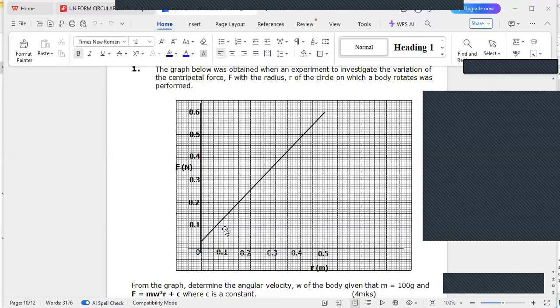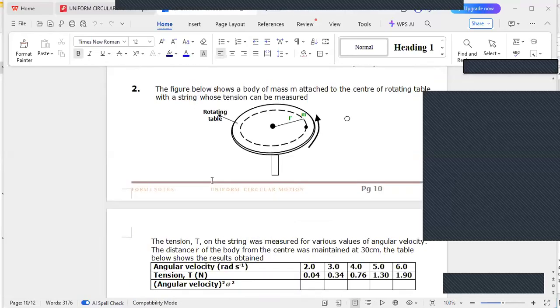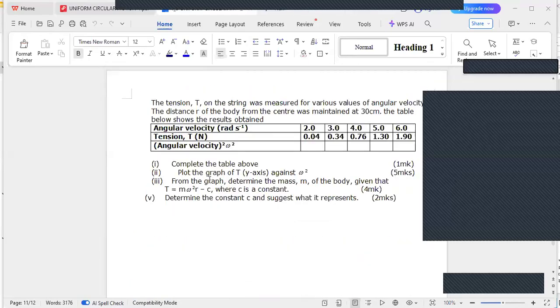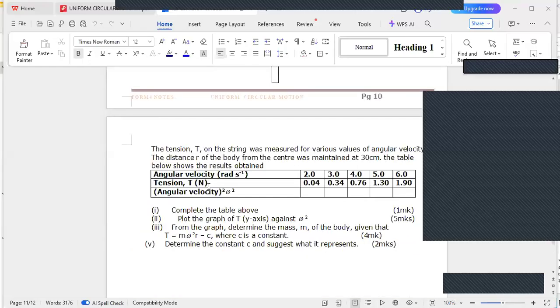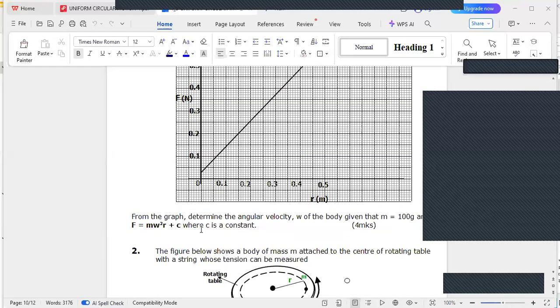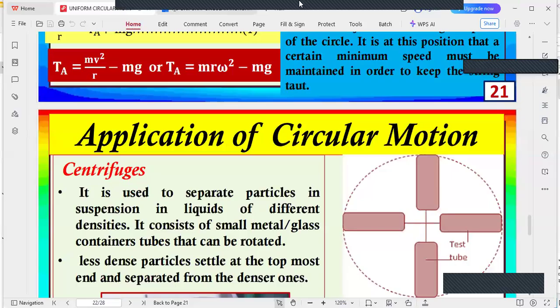So in the event that you are given a graph, that's how you interpret it. We have even other graphs that will ask you about R. Others will ask you about mass. So just compare the equation given to y equals mx plus c. So back to our applications.